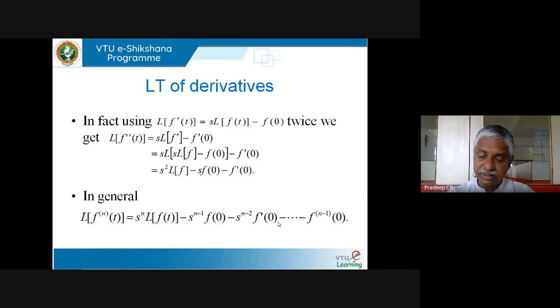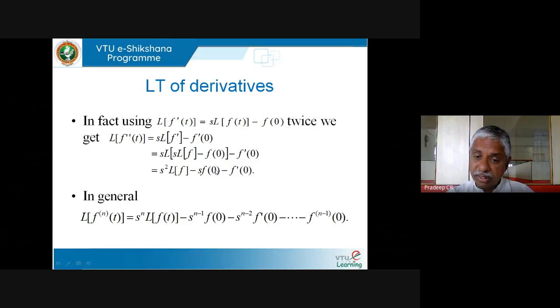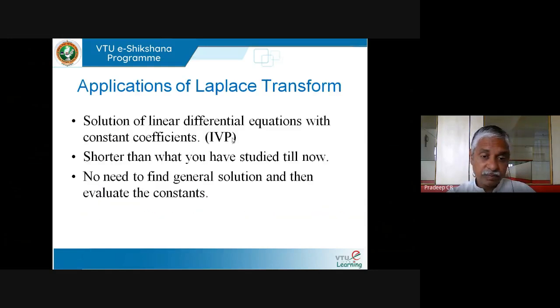So I'll show you an illustration. Basically, this is what I want to show you. I will give you solution of linear differential equations with constant coefficients. Basically, IVP. IVP means initial value problem. Why is it called initial value problem? Because I need to know these values f0, f dash 0, f double dash 0, f triple dash 0, depending on the order of the differential equation. Only then I know what is L of f dash. If I know f0, only then I know what is L of f dash. Otherwise, I won't know. So such problems, as you might have studied, are called initial value problems.